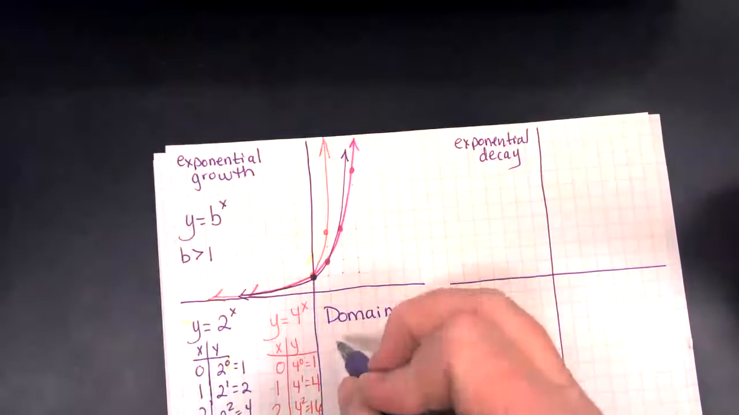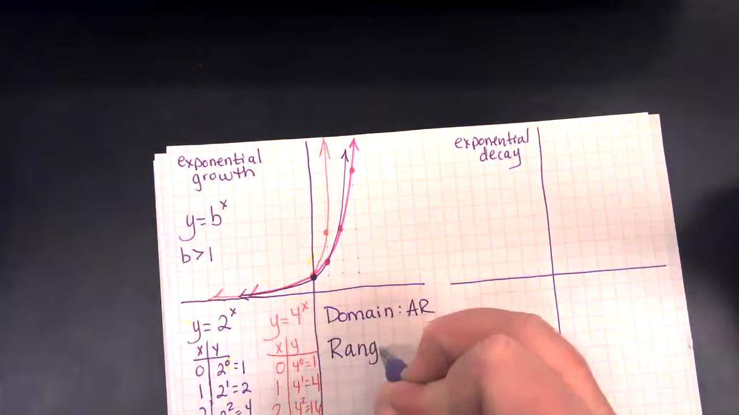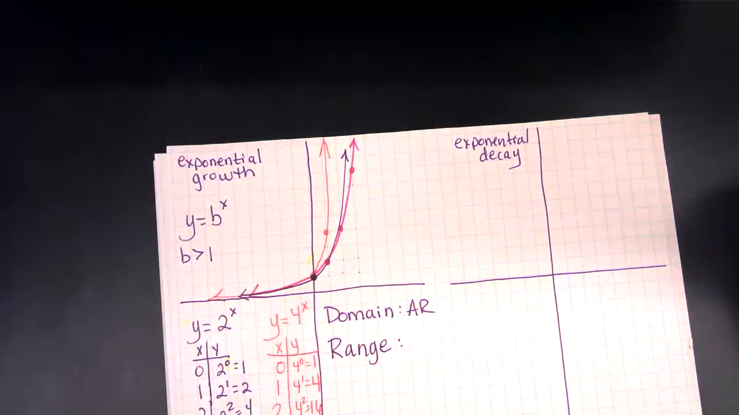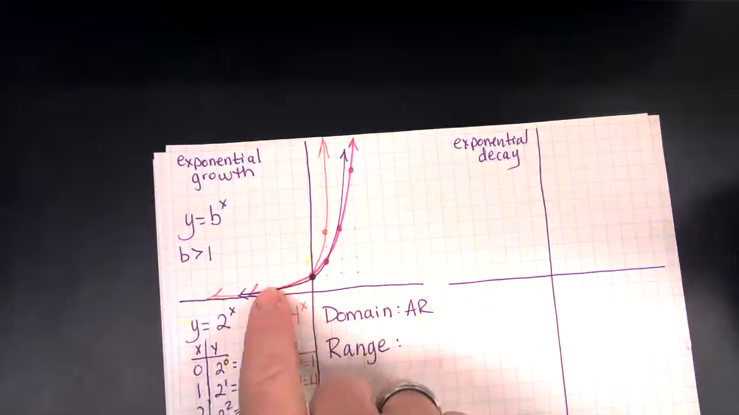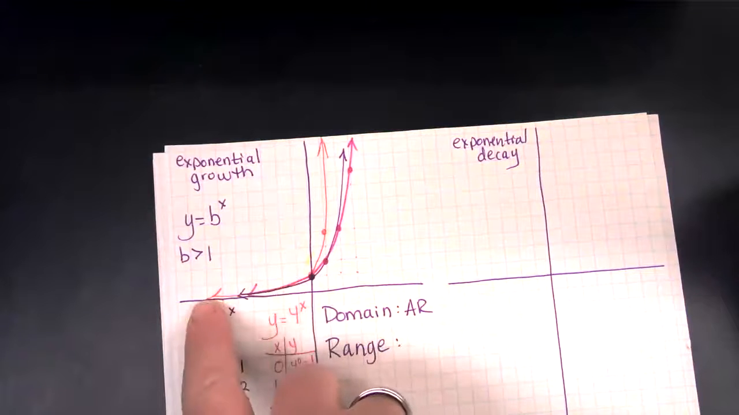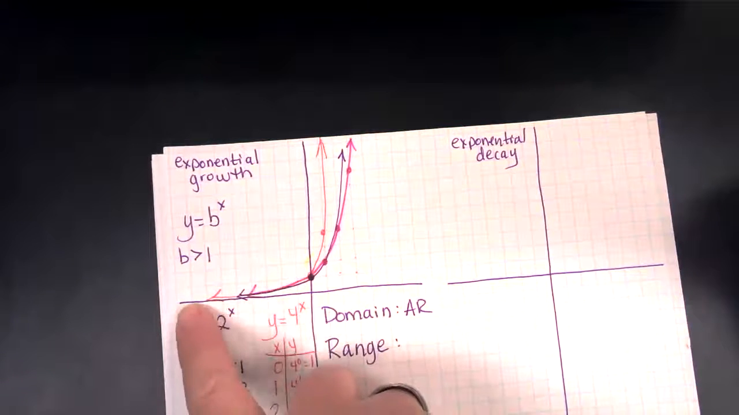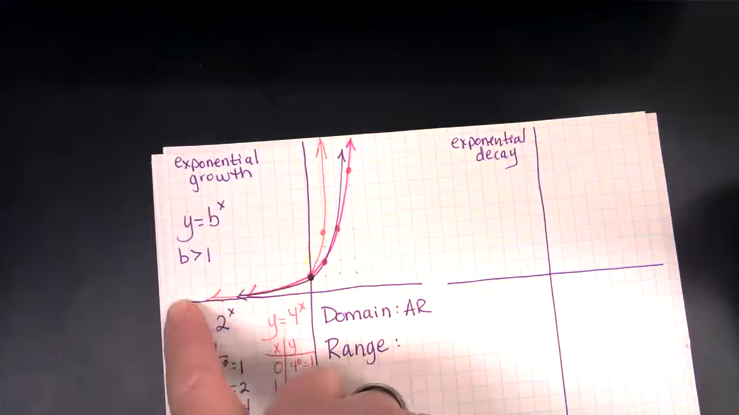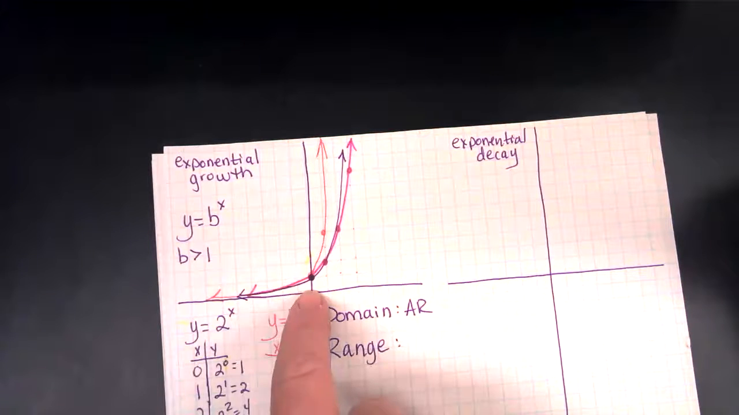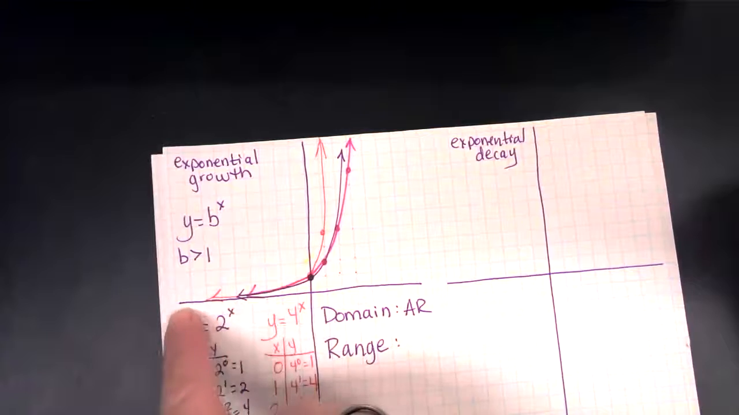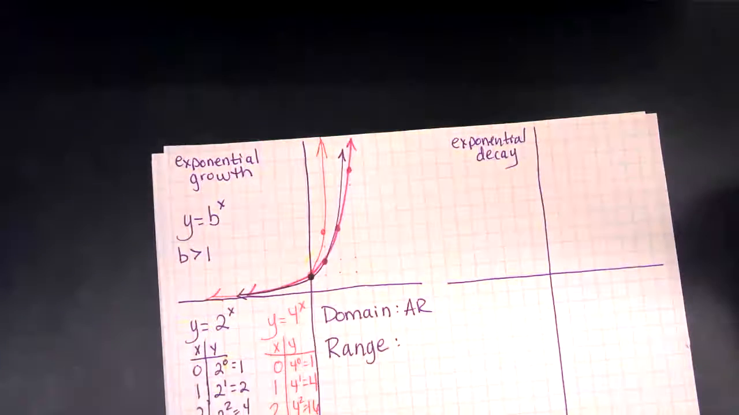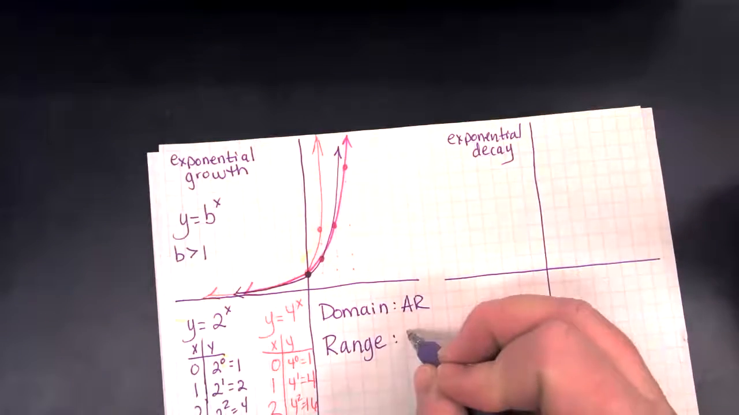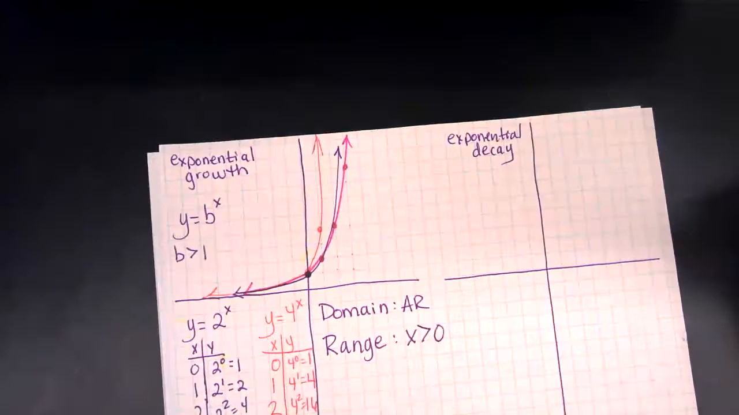But the range, okay? Now, do you see how I'm not really crossing, I'm not really hitting? This is going to continue, and it is going to get so small, but it's never going to hit 0, but it's going to get really close. So it starts here, and it's going to climb up forever and ever. So my range here is y greater than 0, not greater than or equal to, but greater than 0.